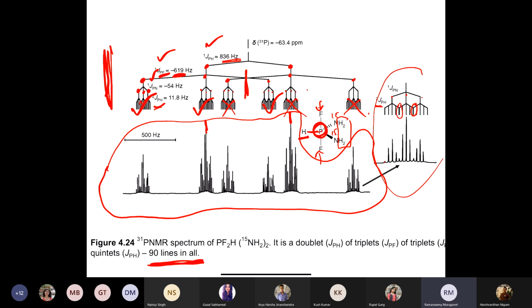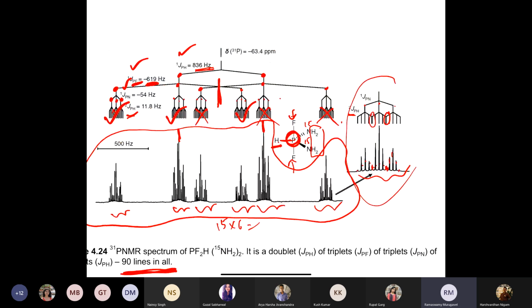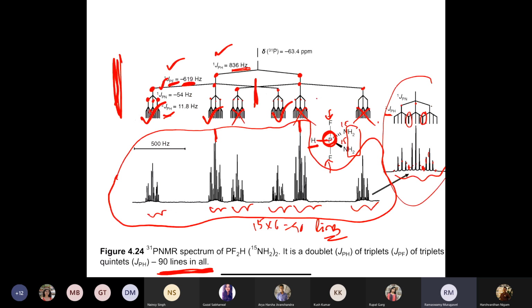So as you can see, 1, 2, 3, 4, 5. This fifth line is overlapped, 1, 2, 3, 4, 5. And again 1, 2, 3, 4, 5. Okay, so you see that this is a 15 line. So 15 plus 15 plus 15 plus 15 plus 15 plus 15, 15 into 6 equals 90 lines.